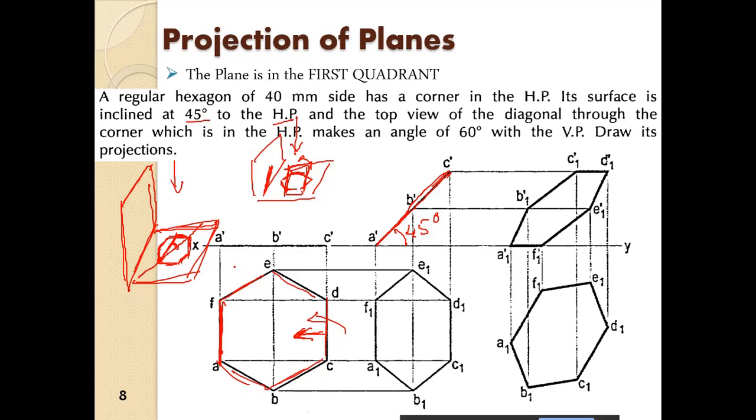So what we do, we first of all obtain the projection of the entire hexagon here, alright, and then we lift it up by 45 degrees. Then we draw the projectors from the points as we obtained here. So A dash, B dash, C dash is obtained here. From there we drop the projectors down.